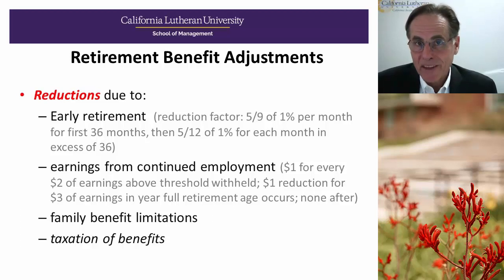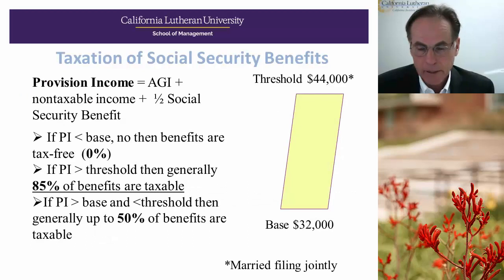And in the year that you become 65, $1 reduction for every $3 of earnings, again above that threshold amount. If this occurs and you're losing some of that, there'll be a recalculation of PIA at full retirement age, which will in fact recover that over time. There's a family benefit limitation that we'll take a look at when we recap family benefits, and taxation of benefits.